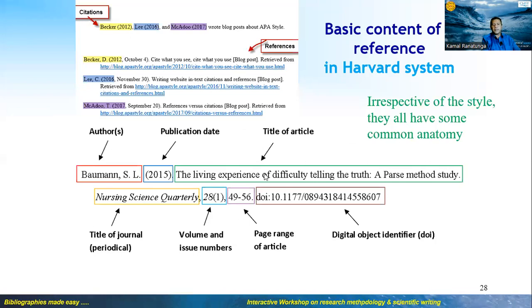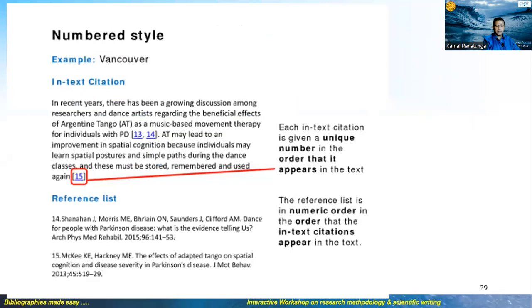So what I'm trying to say is, no matter what style, they have at least this common information everywhere. It's a matter of how you organize it. In some styles, the publication date or year goes to the end, and the source may be italic or not. Sometimes they use abbreviations for the source. All these depend on the style, but all this information will be there, whatever the many different styles.